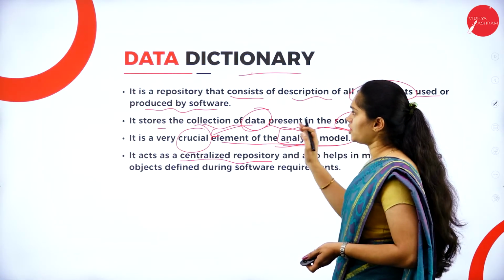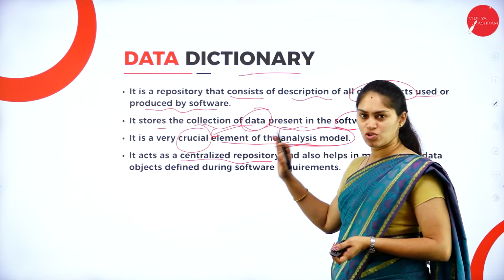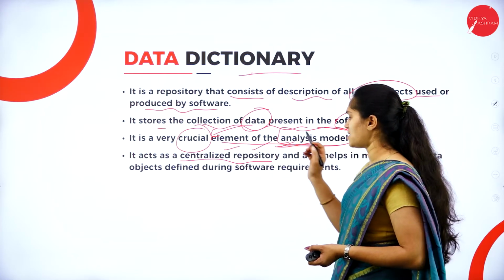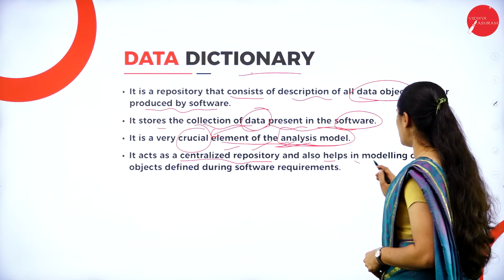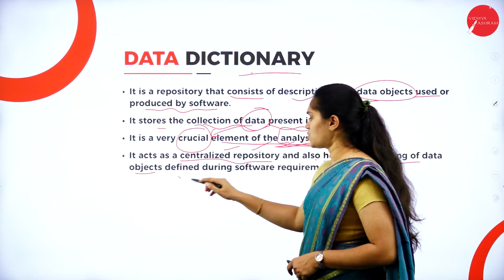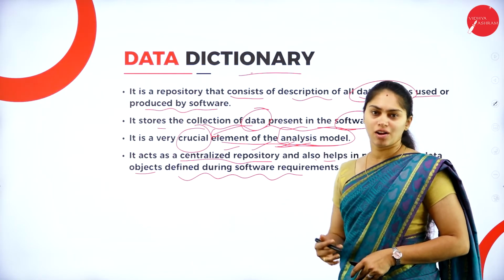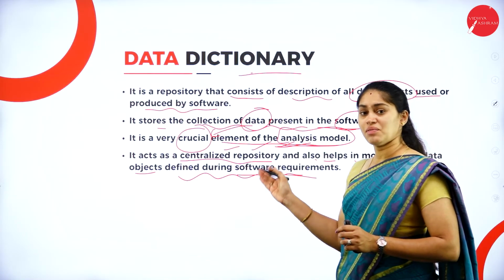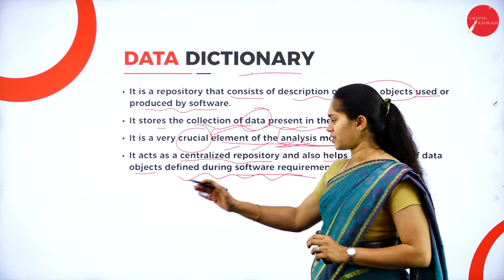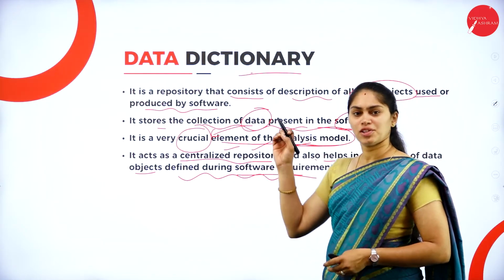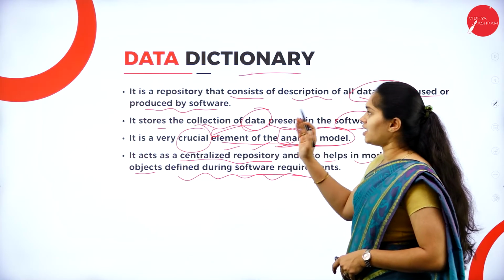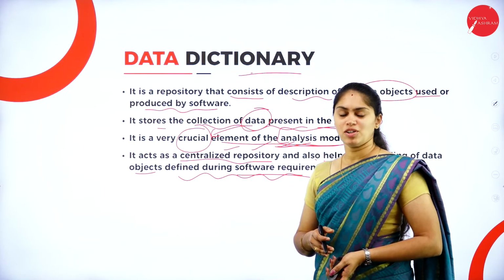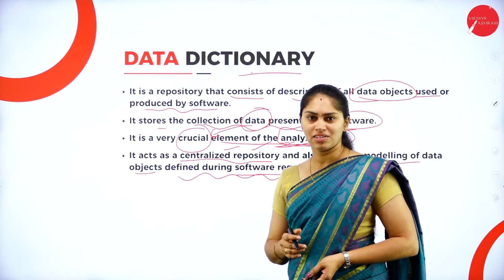So in order to have this crucial element of the analysis modeling, it is going to act as a centralized repository, and also mainly it helps in modeling the data objects which are defined during the software requirements. So when we are having this software requirement, at that time we are also going to define the data objects, so that all the data objects are going to be stored and collected in the data dictionary. So if we just see the data dictionary, we will be able to understand what are the data objects that we have in the software.